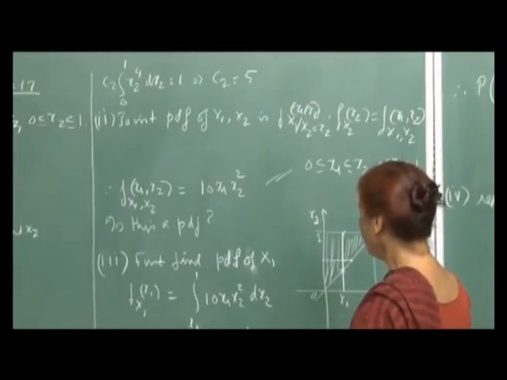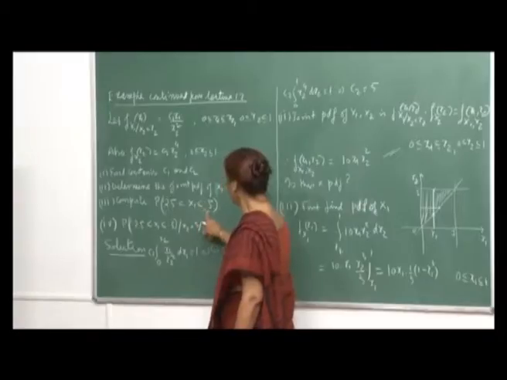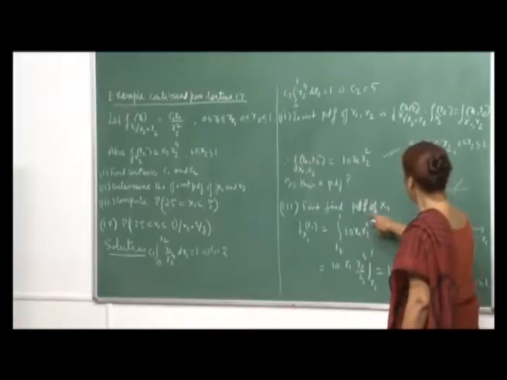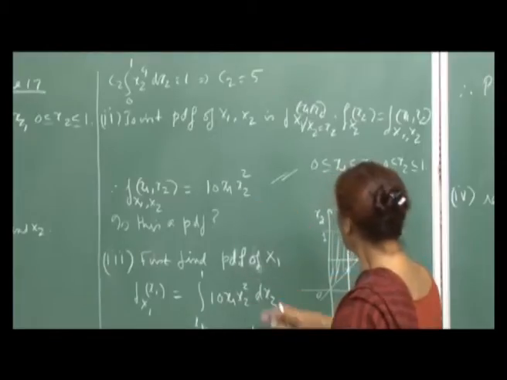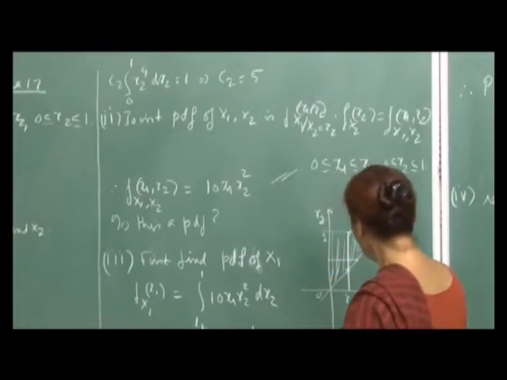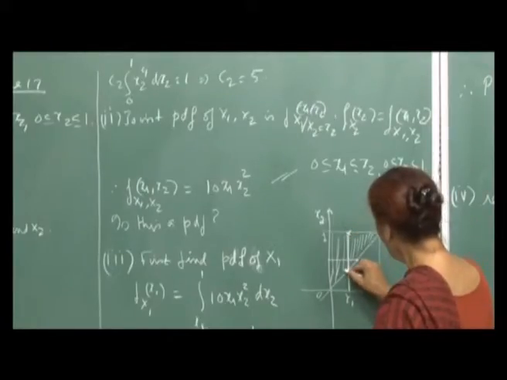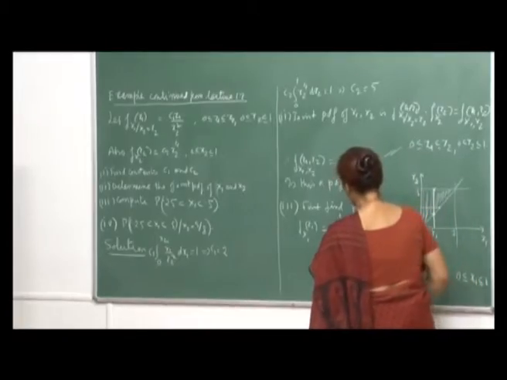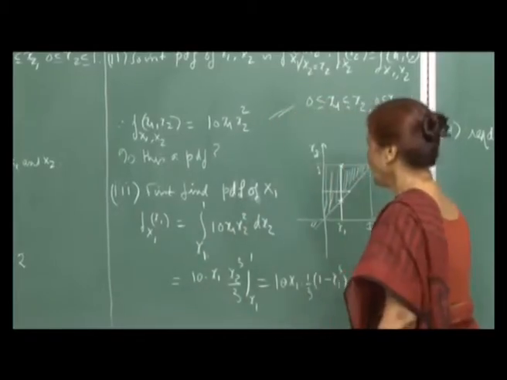Okay. Now, number 3 is to compute the probability of x 1 between 0.25 and 0.5. To do this I need to compute the marginal PDF of x 1, and that will be taking the joint PDF and integrating with respect to x 2. Given an x 1, this is the line, and therefore your x 2 will vary from x 1 to 1. So this is the range for x 2.